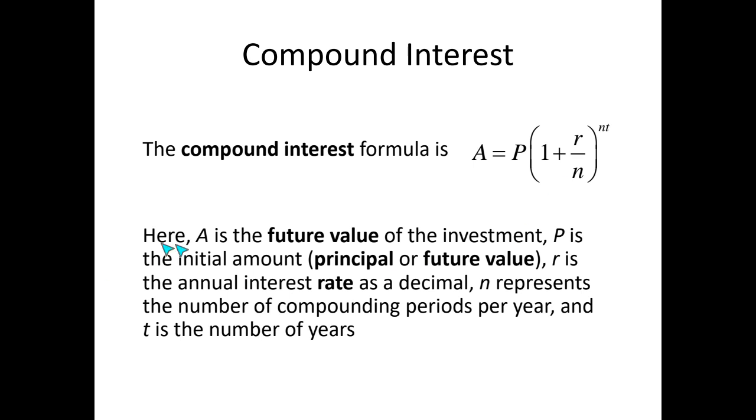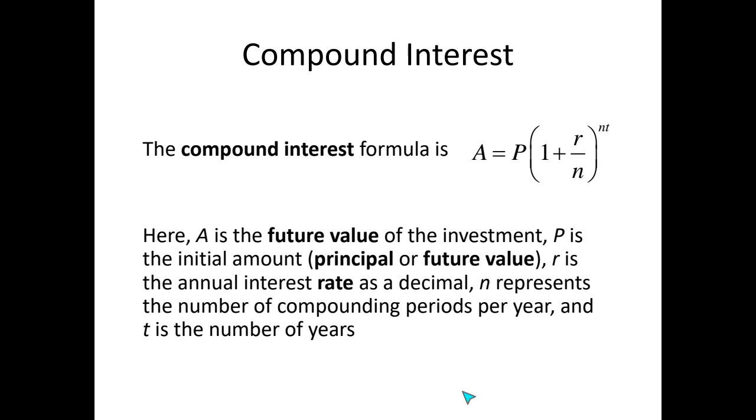A is your future value, how much money you'll have in the future, or how much money you owe in the future, depending on what you're talking about. And then P is your principal, how much you begin with. r is your rate, interest rate, and we use a decimal to represent that. n is how it's being compounded, and then t is the number of years.